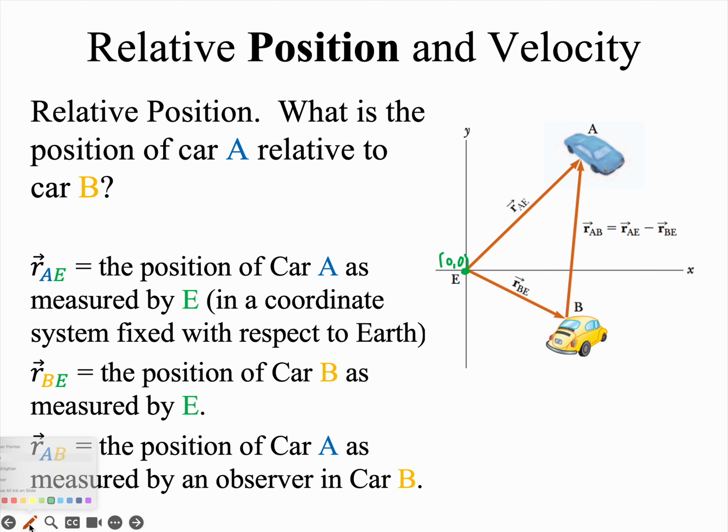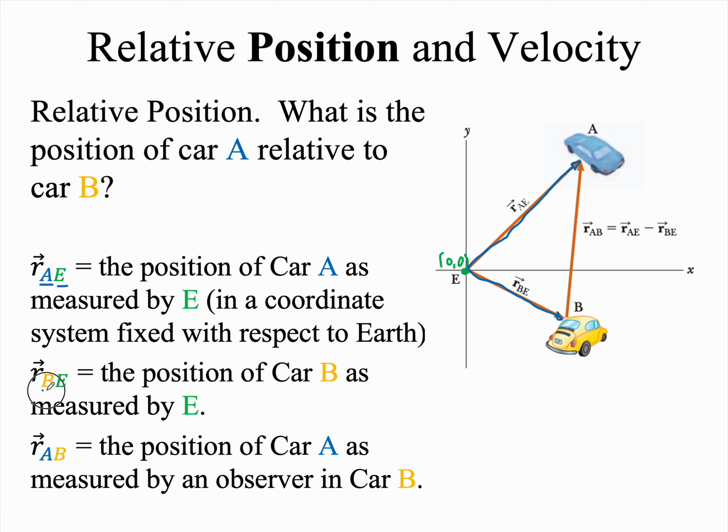But here's the question I want to ask. And first of all, a couple of notes on this one. R_AE, this vector right here, points from the origin to where car A is. And so literally it's the position of car A measured relative to the Earth, measured relative to this origin. And then R_BE is the position of car B relative to the Earth, or the origin.